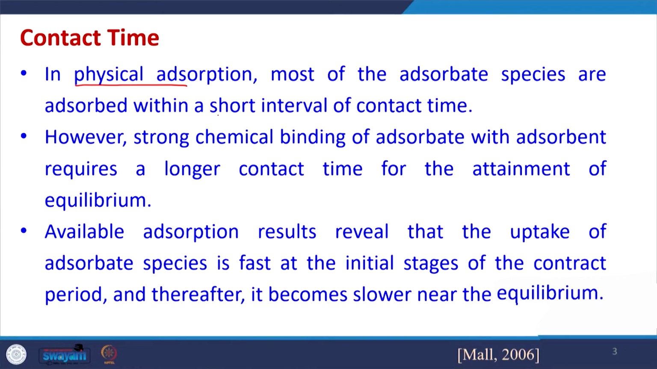For chemical bonding to occur in chemisorption, it takes a lot of time. When the adsorbate has to bond with the adsorbent surface site, it requires a larger contact time for attainment of equilibrium, and it may have to search for an appropriate site where the binding may occur. So, the key thing is that in physical adsorption we have a shorter contact time, whereas in chemisorption we have a longer contact time.